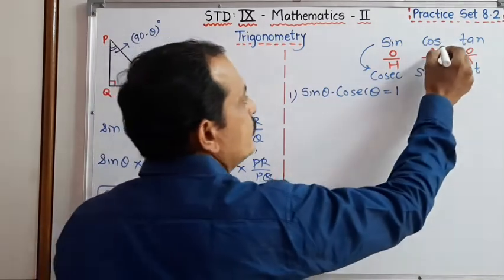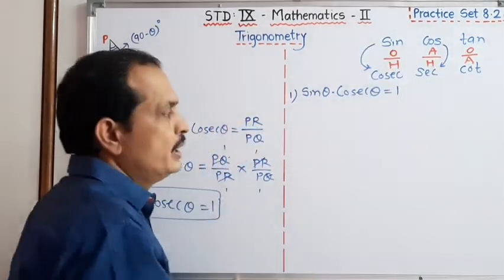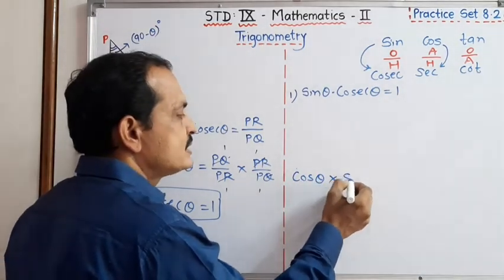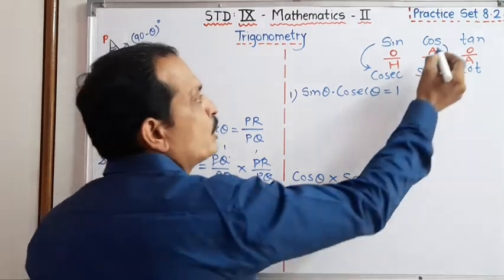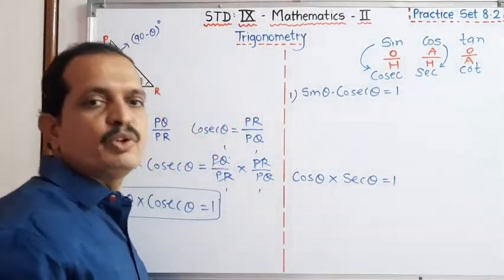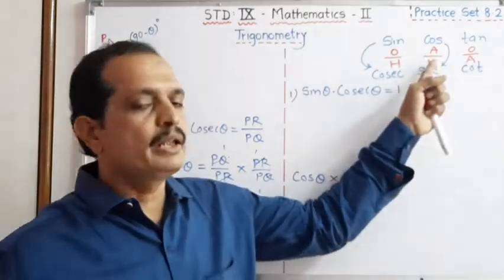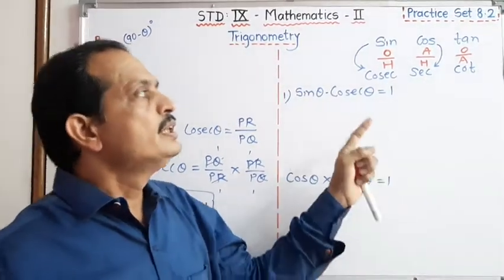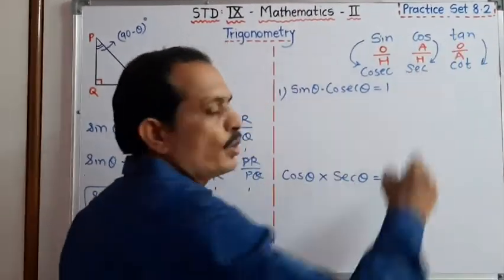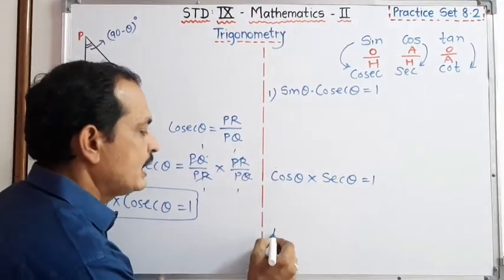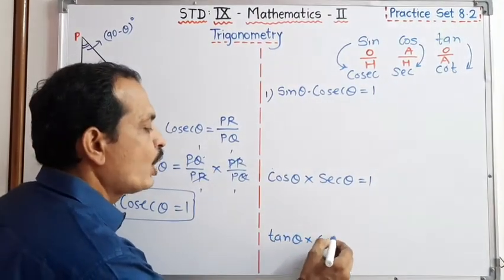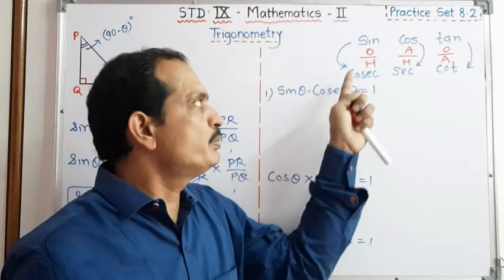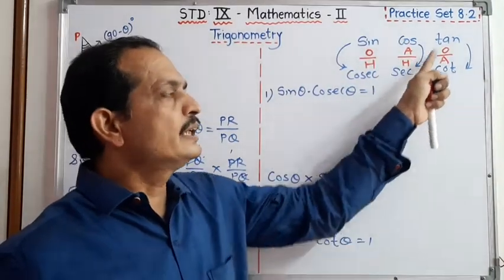The same relation we can follow for cos and sec ratio. That means we can write cos theta into sec theta is equal to 1, because cos and sec are inverse of each other. Therefore if we multiply them, we will get the answer as 1. Same relation we can maintain for tan and cot theta. Therefore, we can write tan theta into cot theta is equal to 1.